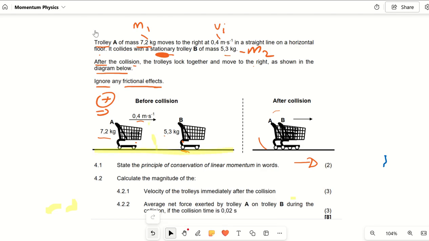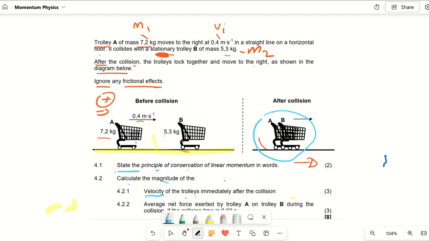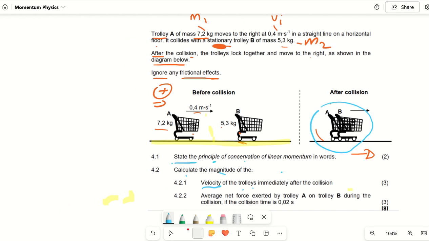Okay. Sharp. Question 1 says, state the principle of conservation of linear momentum in words. In an isolated system, total linear momentum before collision equals total linear momentum after collision. If you like, you can say in an isolated system, total linear momentum is conserved. So we already have that definition. Question 2, calculate the magnitude of the velocity of the trolleys immediately after the collision. Okay, so now they want you to find the velocity of this unit. How are you going to find it? You're going to use the law of conservation of total linear momentum, right?